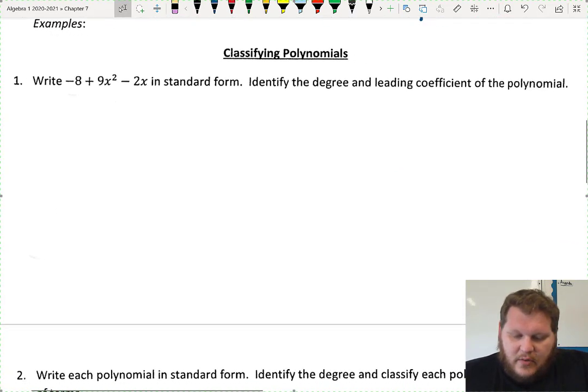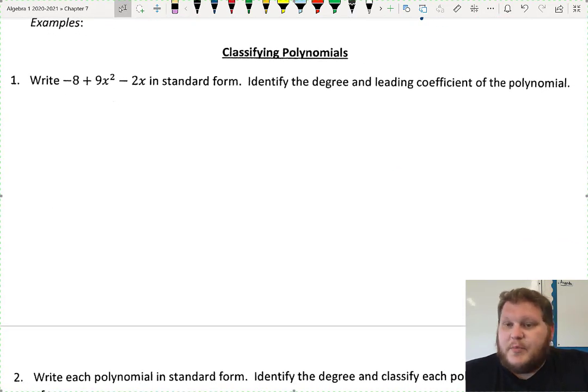All right, so classifying polynomials. This is pretty standard in terms of what we'll see in terms of example problems. We are asked first to write this polynomial that I'm given in standard form, and then we're asked to identify the degree and the leading coefficient of that polynomial. So we have to make sure we do that first. I know it's written in that order anyway, but in order to know the leading coefficient, it has to be once it's in standard form. We have to make sure that that is in the correct order.